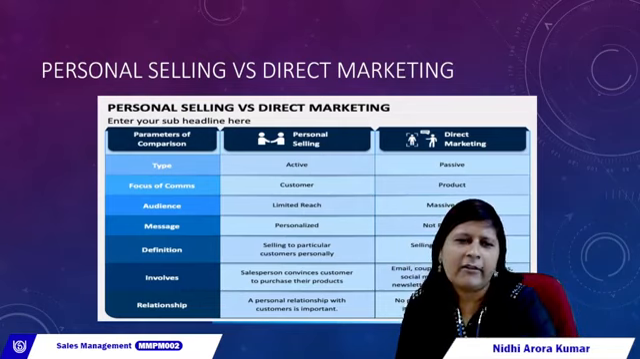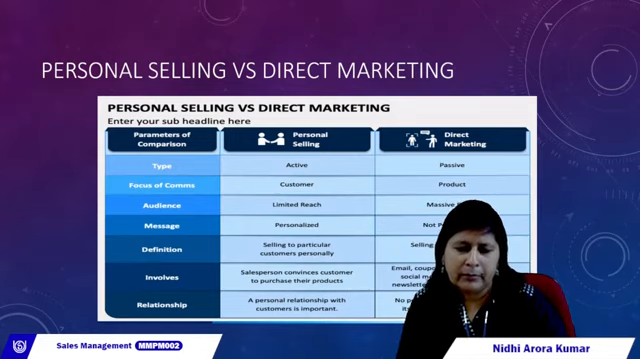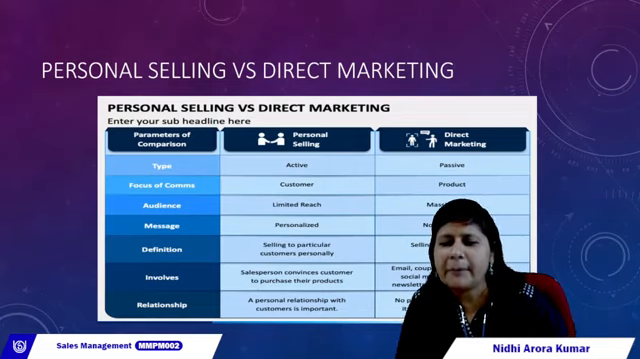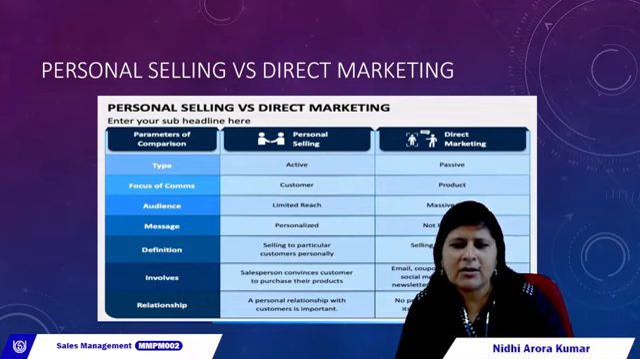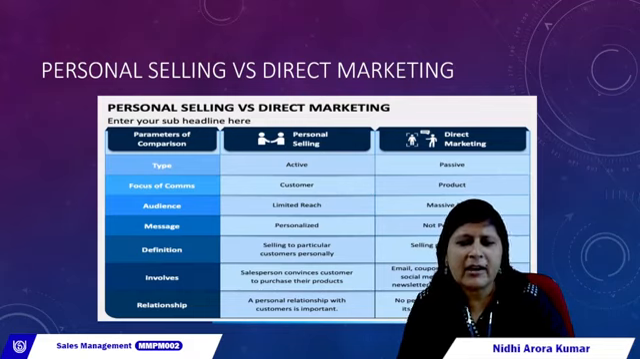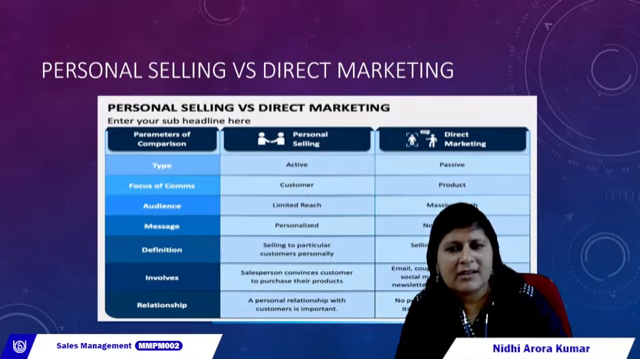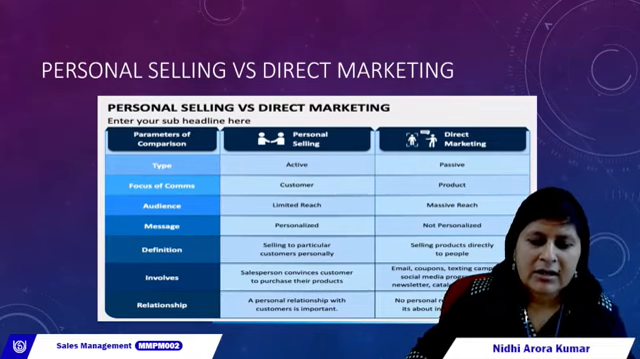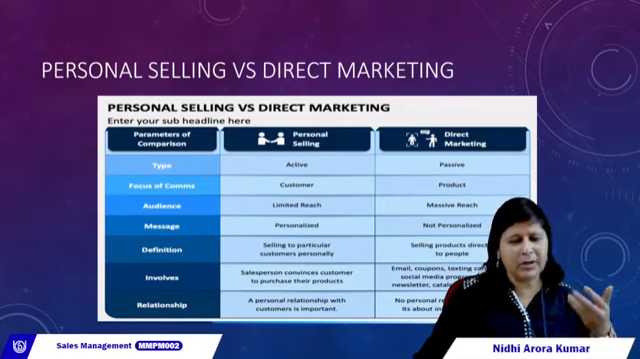Now let us compare and contrast personal selling with direct marketing. Personal selling is active while direct marketing is passive. The focus in personal selling is on the customer, while in direct marketing it is all about the product. Audience: limited reach, while direct marketing has a massive reach. The message in personal selling can be personalized, while in direct marketing it is not personalized. Definition: selling to a particular customer personally, and in direct marketing, selling a product directly to the customer.